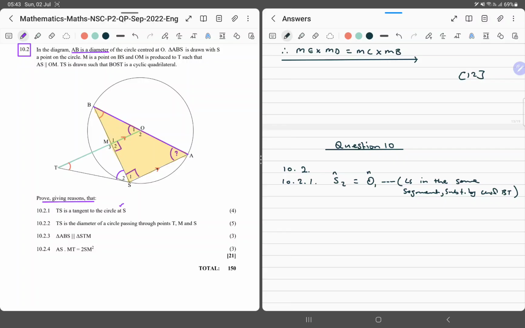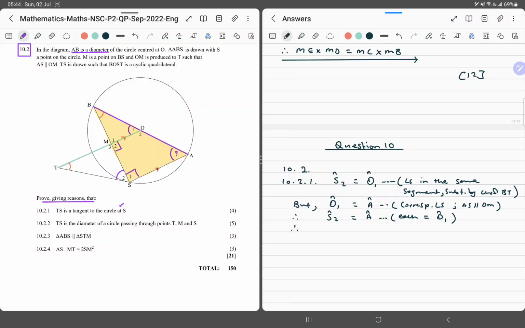We can say, but let's keep it simple: but we also know that angle O1 is equal to angle A. What is this? These are corresponding angles with AS parallel to OM. So we can conclude that it is easy to see that S2 should then be equal to angle A. Again, each is equal to angle O1.